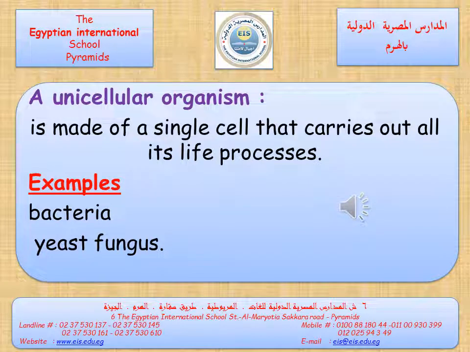So what is the meaning of a unicellular organism? It means a living organism that consists of only one cell, a single cell. Like what? Like bacteria, yeast, fungus. So again, a unicellular organism is a living organism that consists of just one cell, not more than one cell. Examples of unicellular organisms: bacteria and yeast, fungus. Yeast means الخميرة. So they are two examples of unicellular organisms.